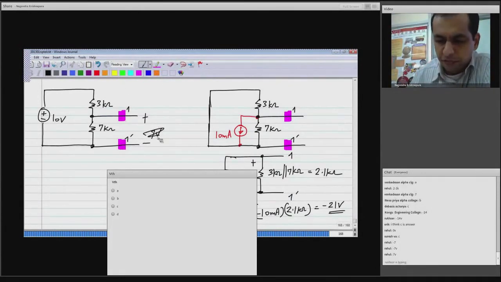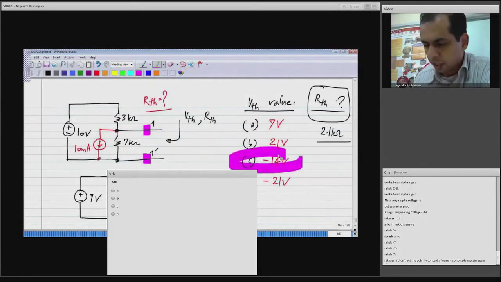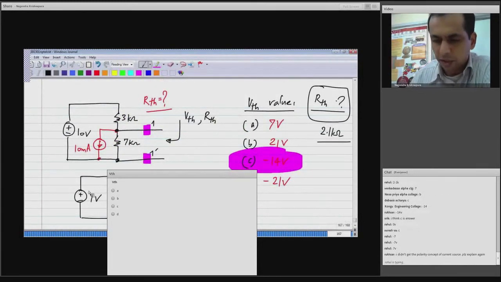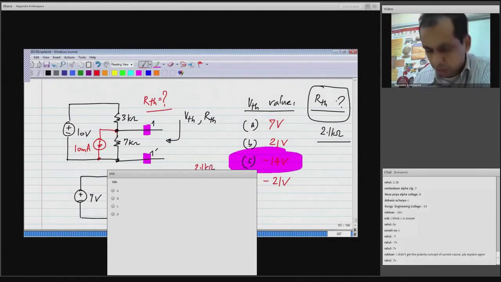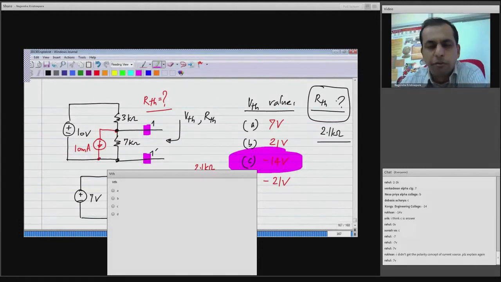So the total voltage is the sum of this due to the 10 volt source and this due to the 10 milliamp source. So clearly minus 21 plus 7 is minus 14 volts, and this is the correct answer. Okay. So with the current source added, what we have is minus 14 volts and 2.1 kilo ohms in series. Okay, 1 prime. So what I tried to demonstrate is that even if you make the circuit more complicated, you can represent it equivalently.